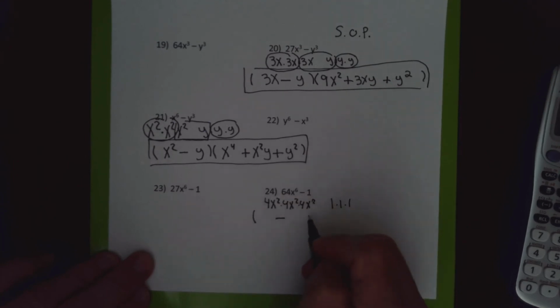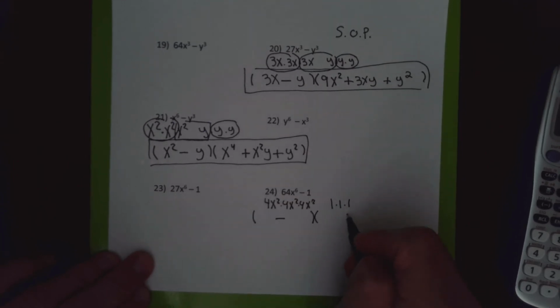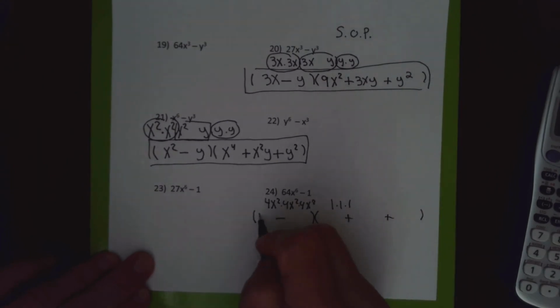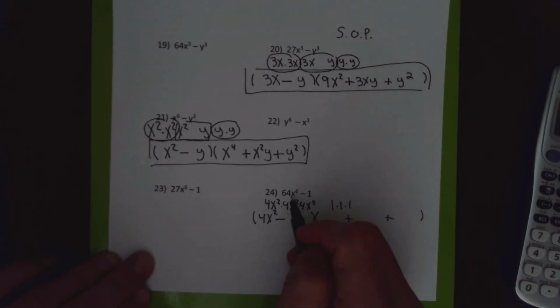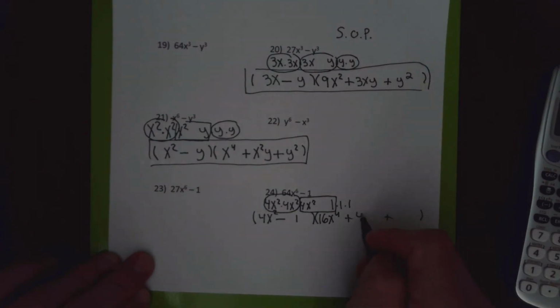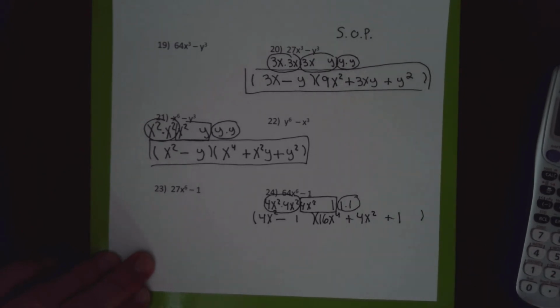I'm going to keep the sign, flip the sign, and then plus. First parentheses gets 1 from each grouping, 1 of the 4x squareds and 1 of the 1s. Second parentheses, first pair, 4x squared times 4x squared. I multiply the 4s and get 16. I add the exponents and get 4. Middle multiplication, 4x squared times 1 is 4x squared. Last multiplication, 1 times 1 is 1. Second parentheses is always prime. There's a good answer.